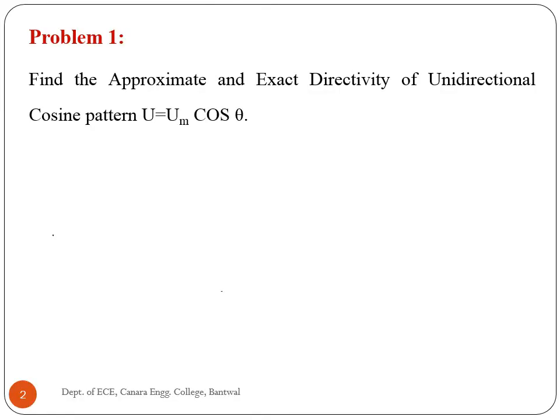Find the approximate and exact directivity of unidirectional cosine pattern U equal to Um cos theta. Unidirectional cosine pattern indicates that theta is between 0 and 90 degrees and phi is between 0 and 360 degrees.